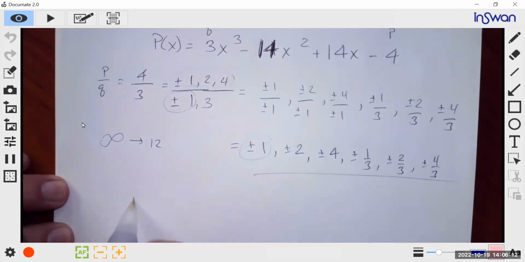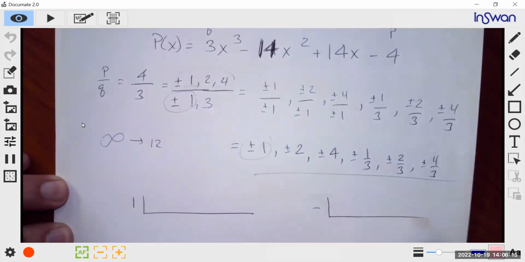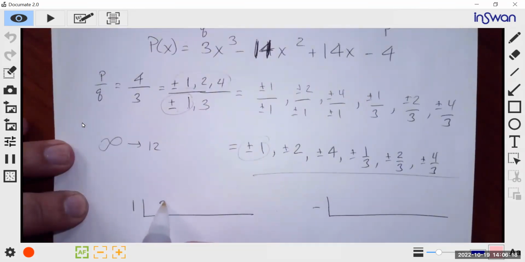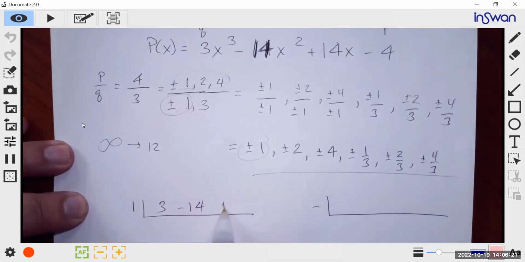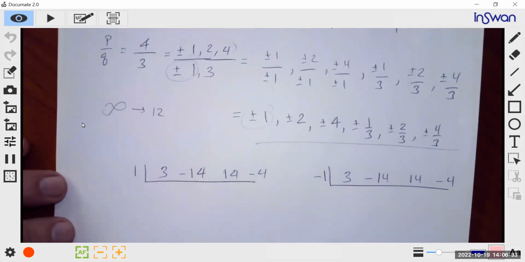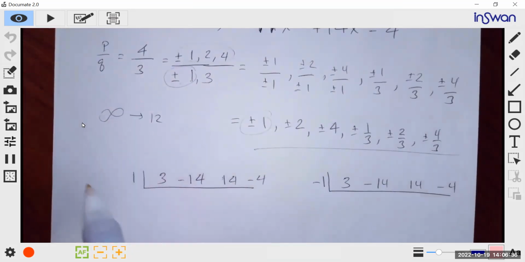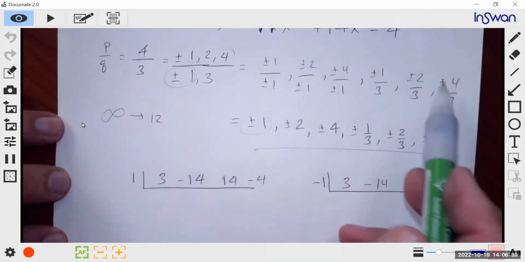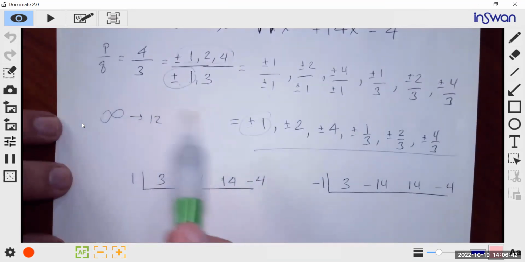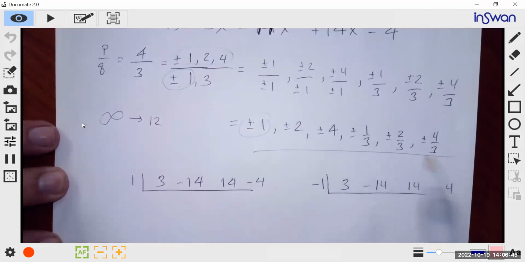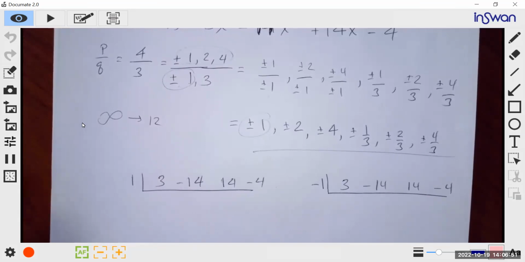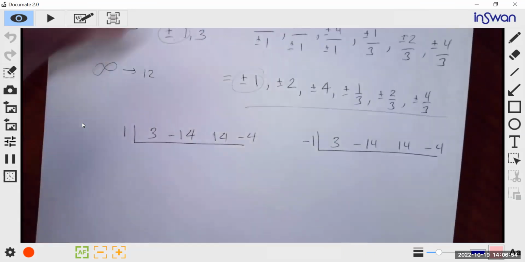So let's start with these. Do synthetic division. We do positive 1, negative 1. It's 3, negative 14, 14, negative 4. So this is called the rational zero theorem. I take the last number, factor it out, and take the bottom number, factor it out. All these possible combinations, answers have to be in there. We've limited from infinity down to these 12. So is it the first one? Is it 1?